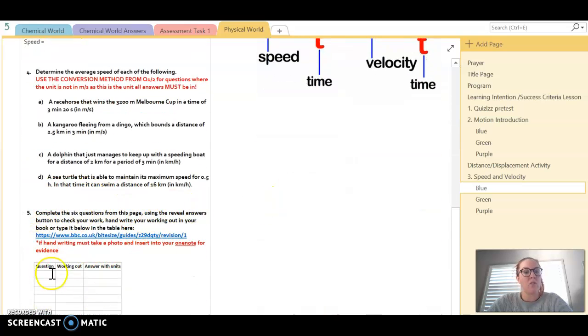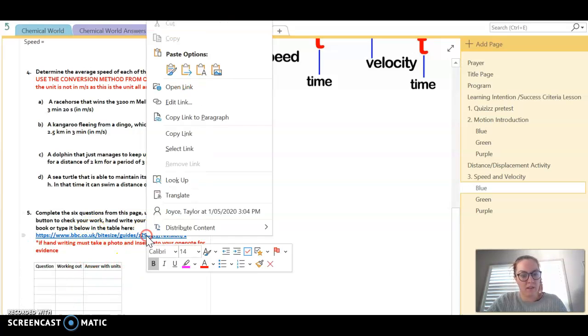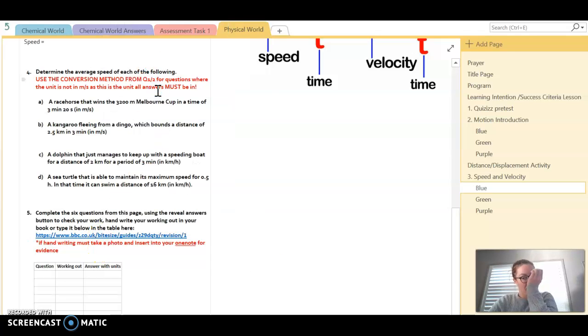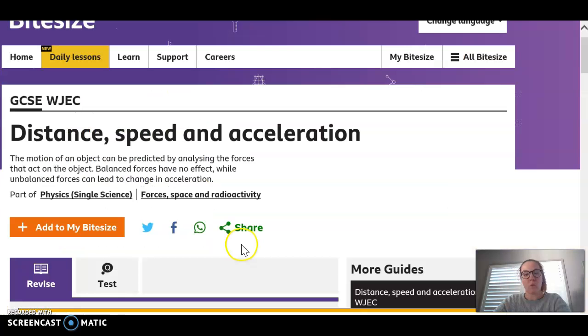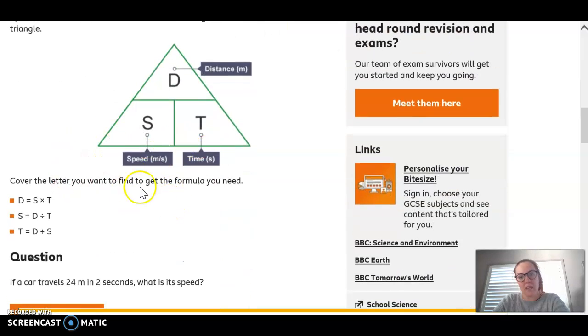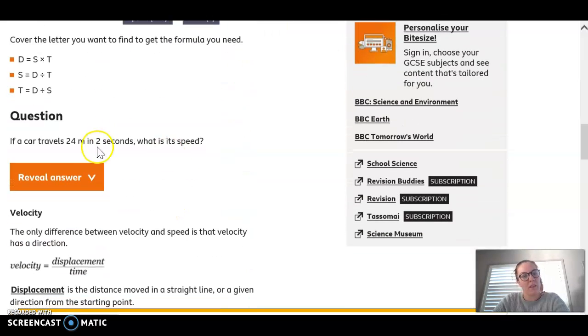There's a section in question 5 where you'll need to go to this website if you choose to do blue. And if you go to that website, once you're on that website, there's a little bit more information there for you. It's the same thing that's in your OneNote, but you'll be able to find the answer for the question straight away. Now, I don't want you to do it straight away.